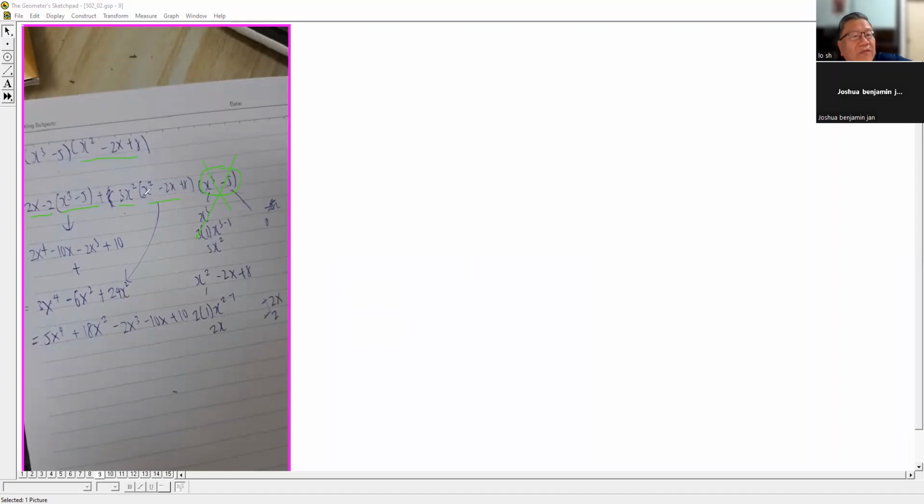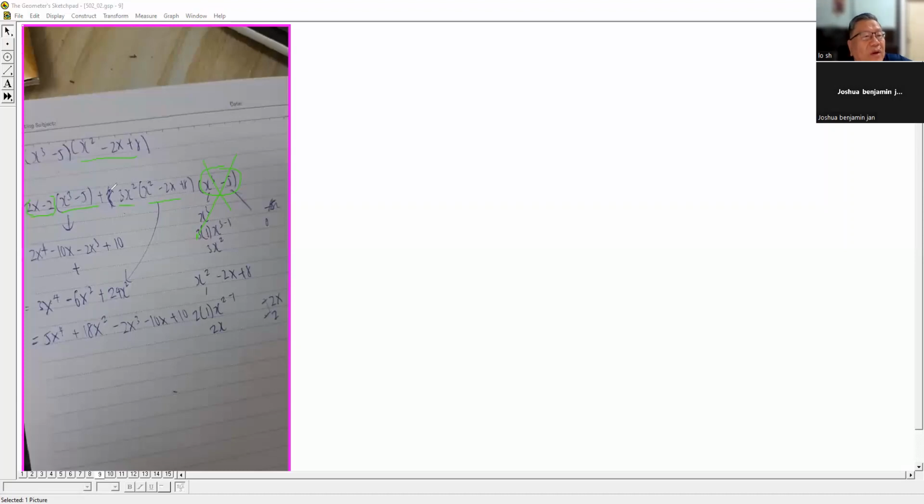Only 1, 2, 3, 4. That's all. Okay? Because this one is actually 3x squared already. Right? Then you expand this one. This is the bracket, you know. So you have to expand this quadratic. This one you multiply one term. So x squared, 2x multiplied by x cubed is x to the power of 4.